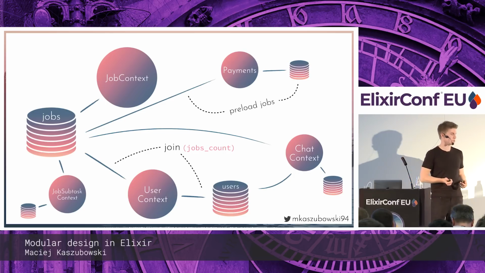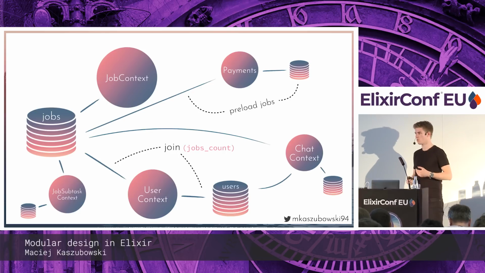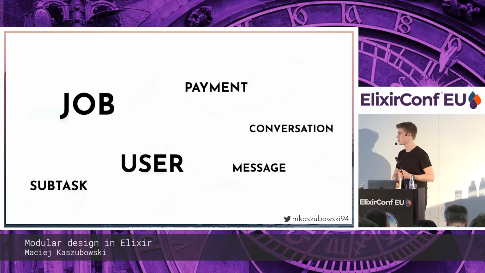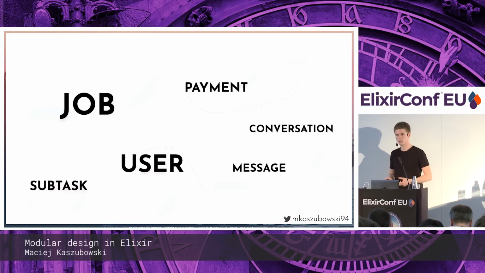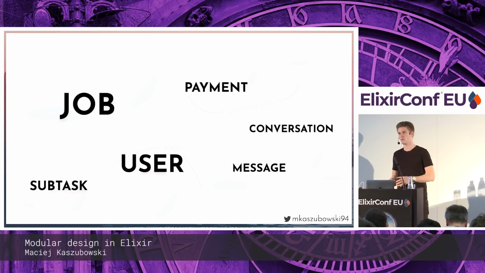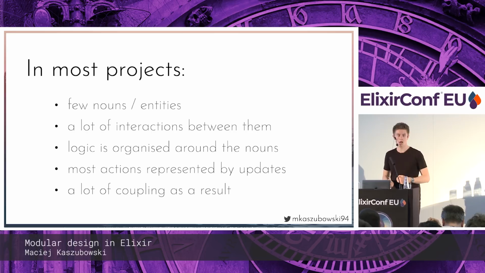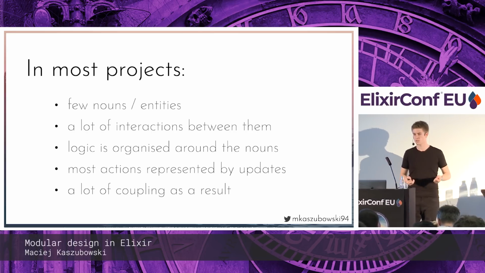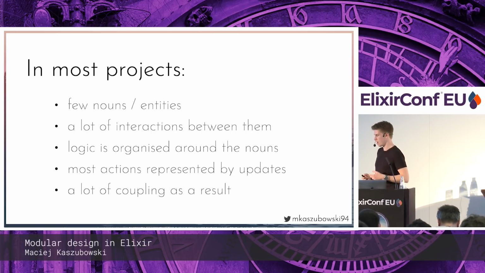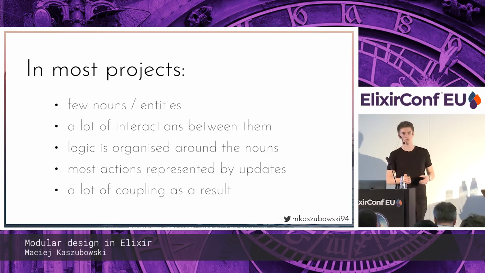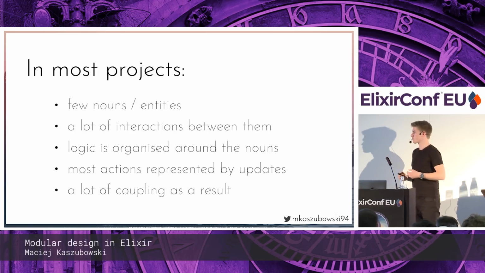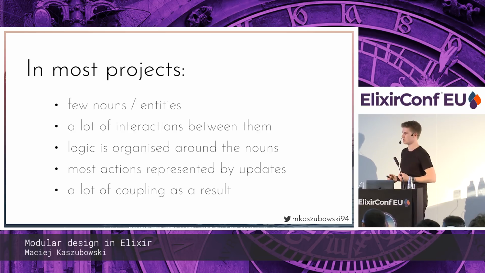And the reason that the problem exists is that we are focused on the data. We are focused on the nouns, the entities we have here in our system. And in most systems, there are really only few essential nouns that you can list. Here we have a job, a user, a chat, for example. And most of the interesting things that our system do will involve more than one noun. So we have a lot of interactions between them. We have a lot of coupling between the nouns. And changing such a system is a really big challenge.